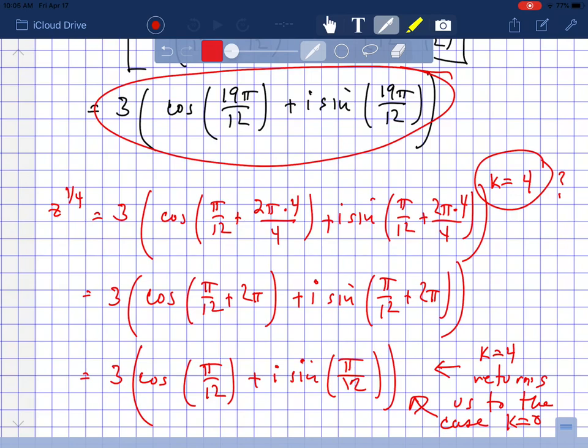So if we keep on increasing the value of k, we look at k equal 5, then we're going to find that when k is equal to 5, that gives us the complex number that we got when k was equal to 1, which was 3 times the cosine of 7 pi divided by 12 plus i times the sine of 7 pi divided by 12. And so things now repeat. So we end up with four distinct fourth roots of the number z. Okay, and so I'm going to stop here and let you do a few of the homework exercises.